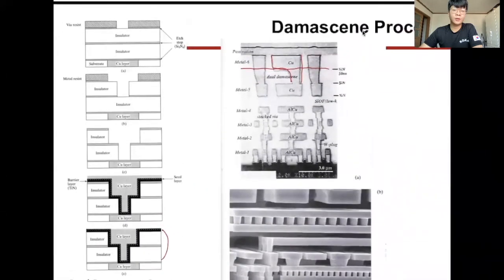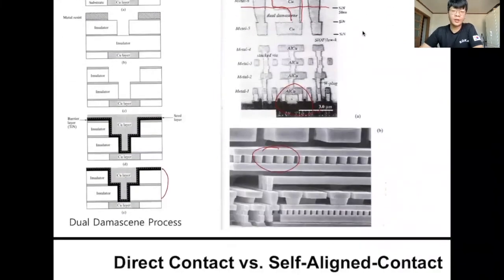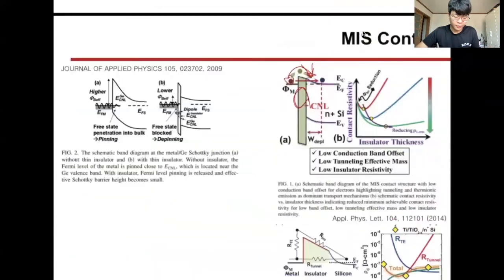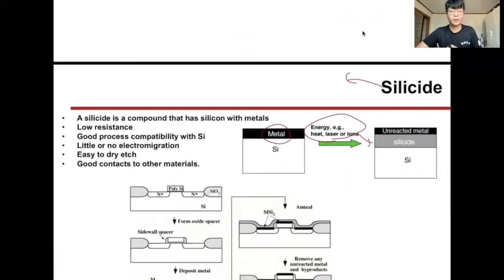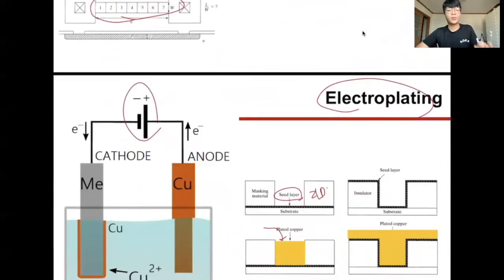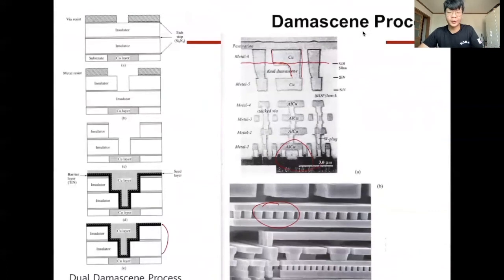We use this damascene process on the back end of the line, because after the fin or MOSFET shapes are formed, these metal lines are very complicated, and the total thermal budget should be very low because of the high-K materials or the silicide. So after the ion implantation, the ALD of high-K materials and the silicide, then we make these metal layers.